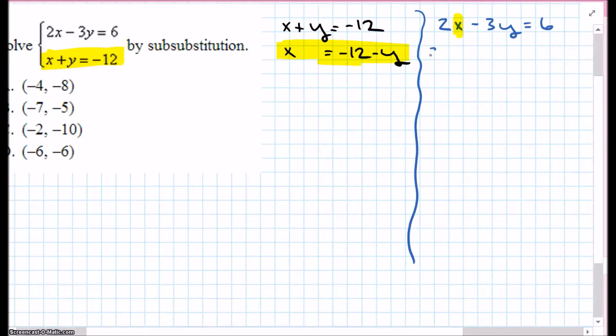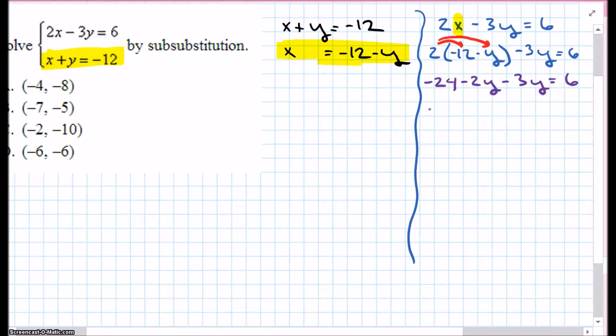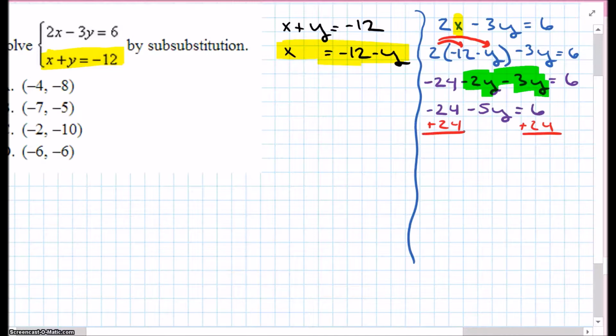So we're going to get 2 times (negative 12 minus y) minus 3y equals 6. So we're going to distribute the 2. We're going to get negative 24. 2 times negative 12 is negative 24. 2 times negative y is negative 2y, minus 3y equals 6. We're going to sum like terms, so I get negative 24, and we got negative 2y and negative 3y. So negative 24 minus 5y equals 6. Solve for y. Let's add 24 to each side. Okay, so I get negative 5y equals 30. Divide each side by negative 5. y is now going to equal negative 6.